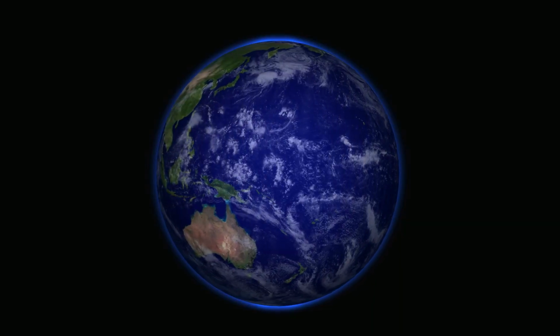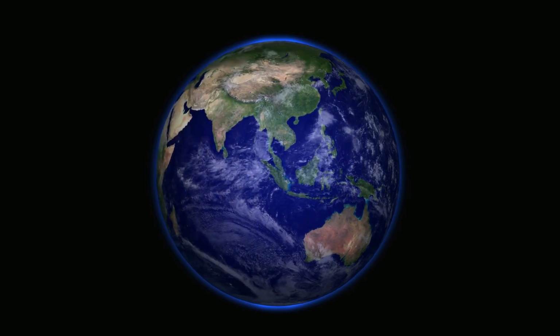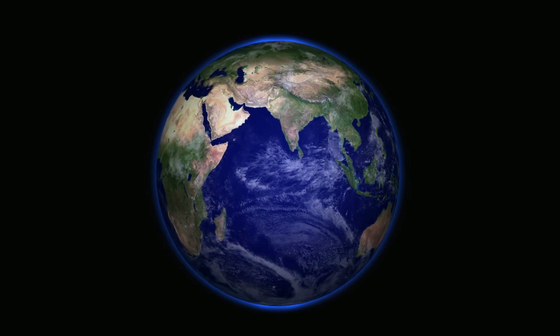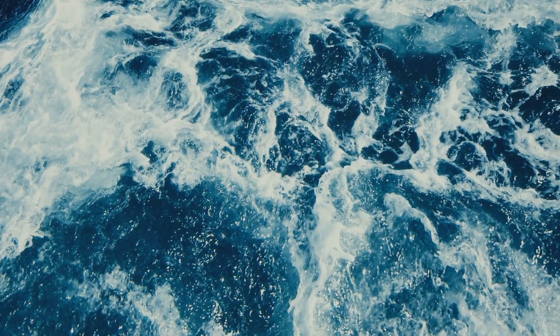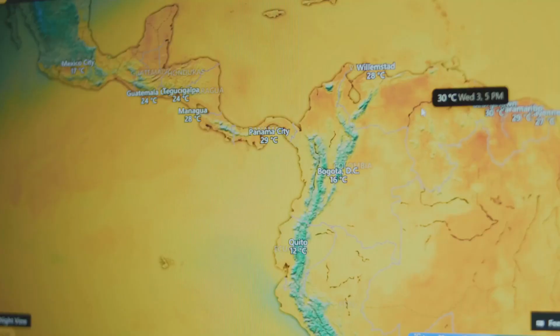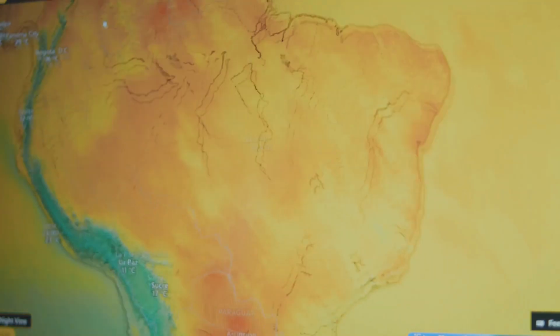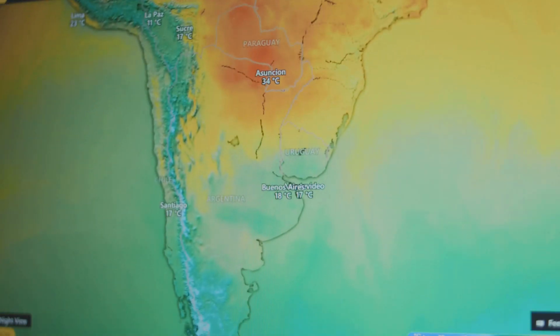El Niño, the warm phase of ENSO, is characterized by unusually warm surface waters in the central and eastern Pacific Ocean. This warming disrupts the normal atmospheric circulation patterns, weakening the trade winds that typically blow from east to west across the Pacific. As a result, the warm water that normally accumulates in the western Pacific spreads eastward, altering weather patterns across the globe. La Niña, the cool phase of ENSO, is characterized by unusually cool surface waters in the central and eastern Pacific Ocean.